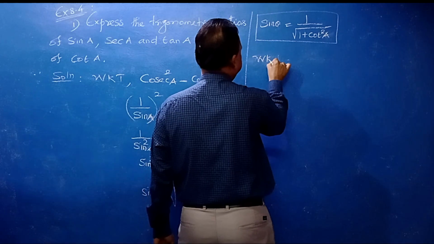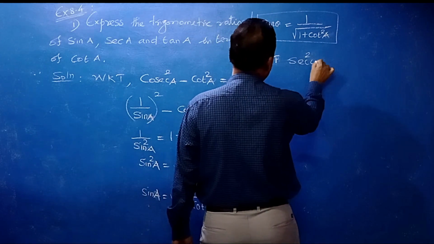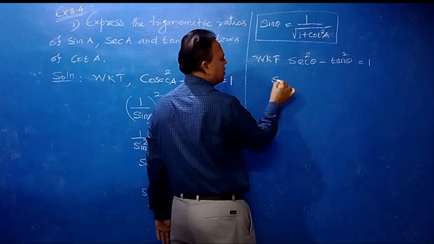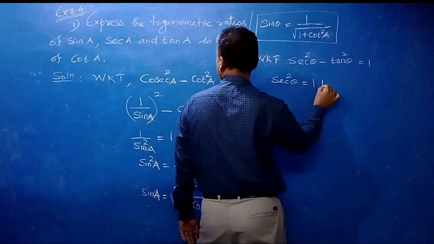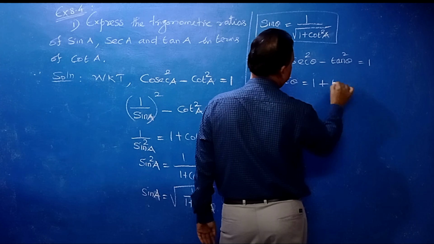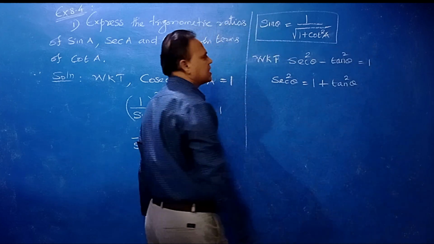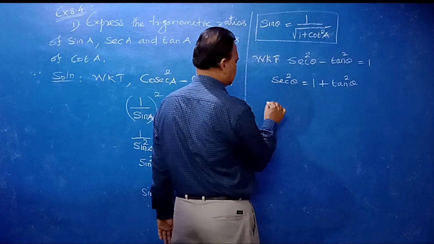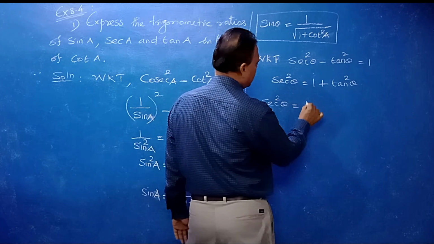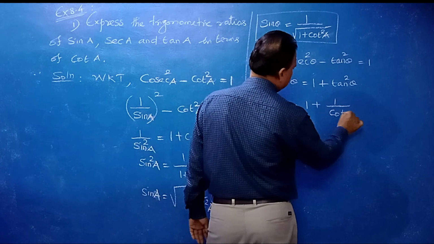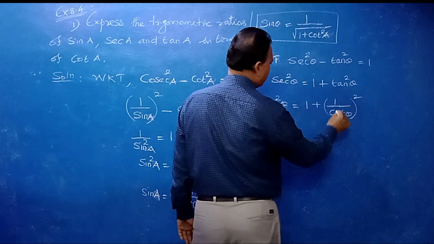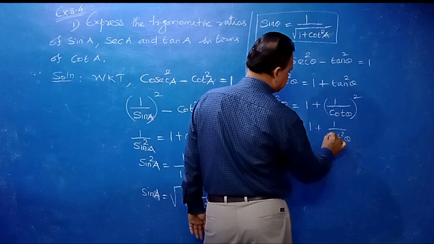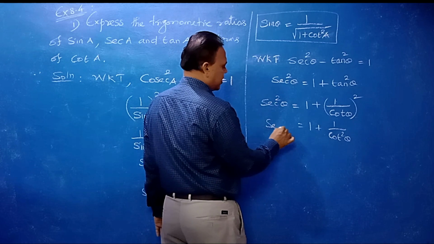Because in the identity secant square theta minus tan square theta equals 1, this secant square theta is equal to 1 plus tan square theta. This minus, bring this side. What is the reciprocal of tan? 1 by cot. So secant square theta equals 1 plus 1 by cot, the whole square. Or 1 by cot square theta, you can write 1 plus 1 by cot square theta. This side you have secant square theta.